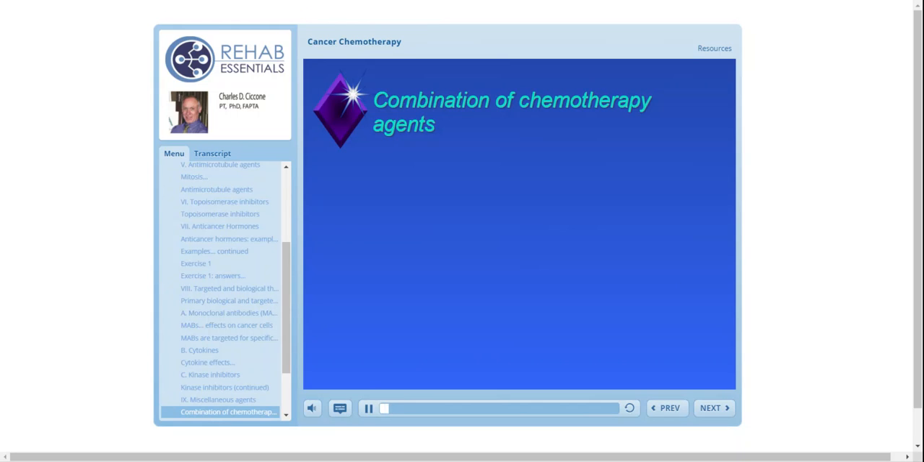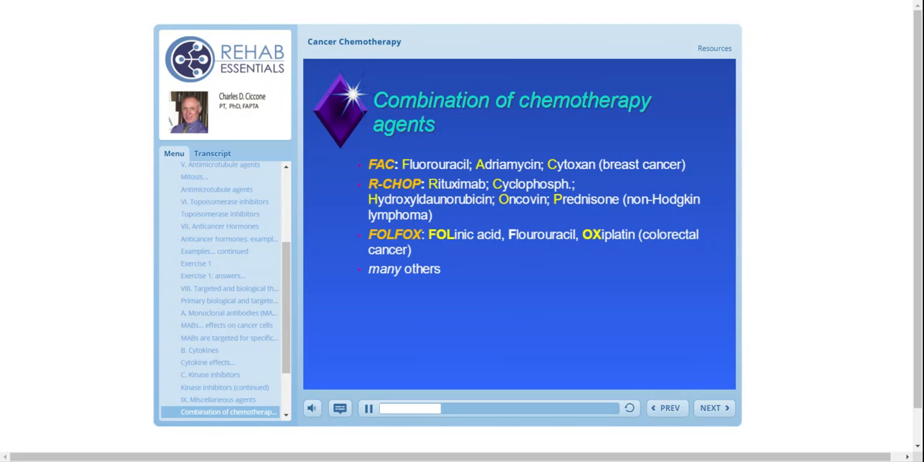Now, I mentioned we often see several drugs combined to treat specific cancers. Considering the seriousness of cancer, you don't have the opportunity to try one drug and see if it works, and if not, switch to a different drug. So we often come at the problem with several drugs all at the same time. And you often see these combinations illustrated by an acronym, which is kind of telling us about the drugs in that regimen. FAC is fluorouracil, adriamycin, Cytoxan, which can be helpful in certain breast cancers.